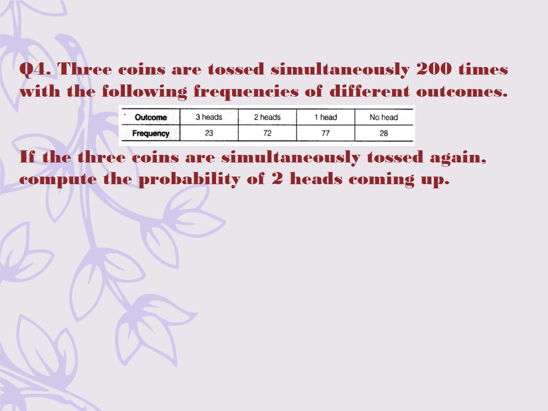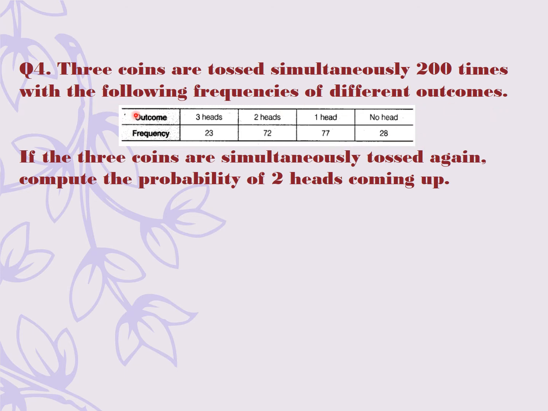Number 4. 3 coins are tossed simultaneously 200 times with the following frequencies of different outcomes. So what we can see here is we have a total of 3 coins, and those 3 coins were tossed simultaneously, or altogether, 200 times. That means this random experiment of tossing 3 coins altogether was performed 200 times. After performing it, the outcomes obtained are given in this table.